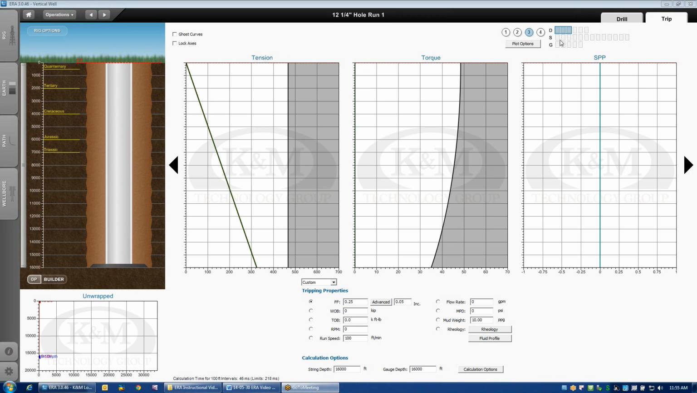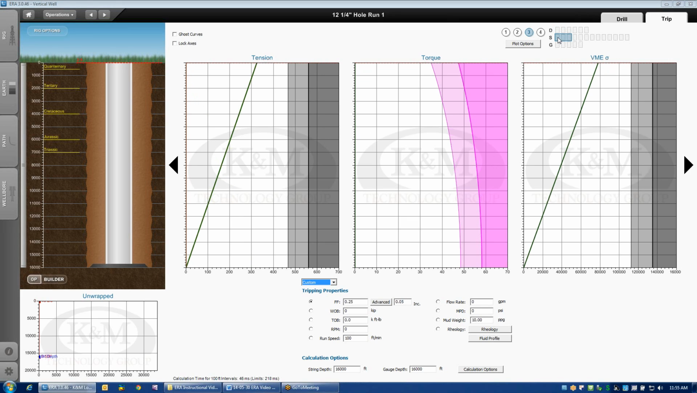If we were to swap over to the snapshot view, that would help explain a little bit about what's going on. So at snapshot view, 16,000 foot bit depth, you can see the tension in the string on the left, torque in the string in the middle, and then the VME equivalent on the right. Now, since there's no torque load in the string, we don't actually see the torque load curves with the current assumptions that I have. But you notice that I do have my torque limit lines in pink.